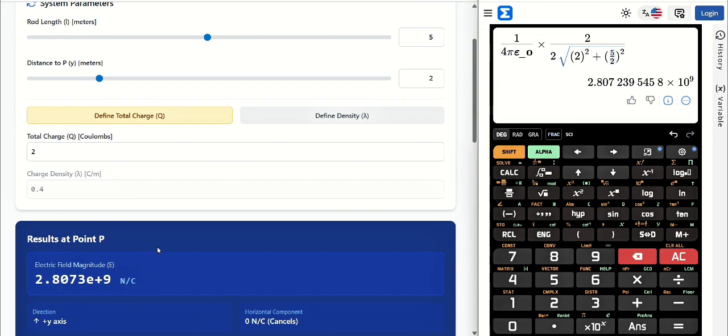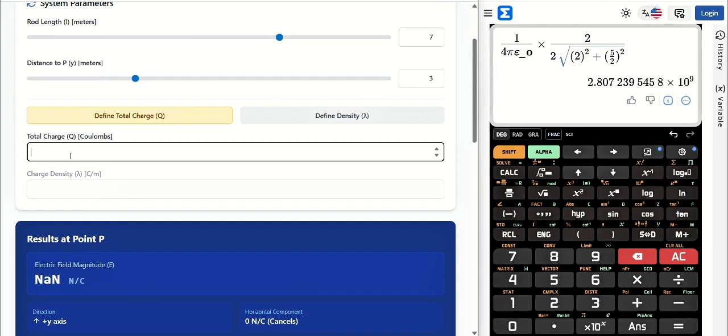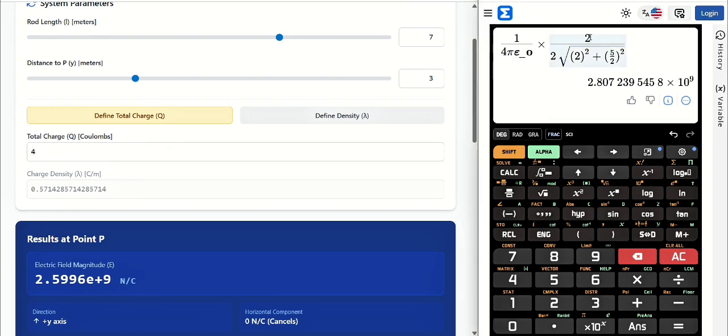So to prove more accuracy, I will compute other values, which are 7 meters for rod length and 3 meters for distance, and the total charge is 4. And I will also compute it into the calculator. So the calculator gave us the answer as 2.599 times 10 to the power of positive 9. This is the same as the result in the application.